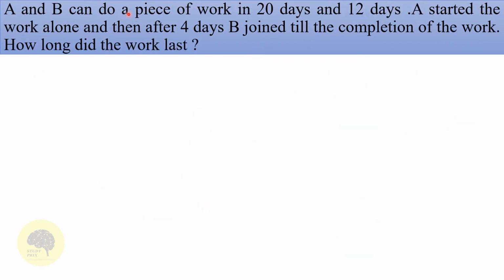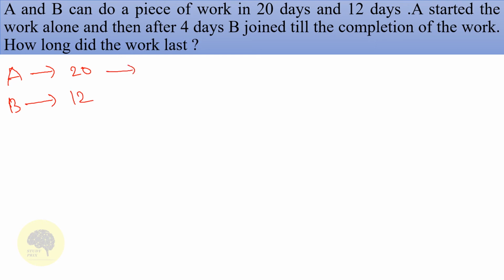A and B can do a piece of work in 20 days and 12 days. A started the work alone and then after 4 days B joined till the completion of the work. How long did the work last? First list out the data from the question. A can do the piece of work in 20 days and B can do the work in 12 days.